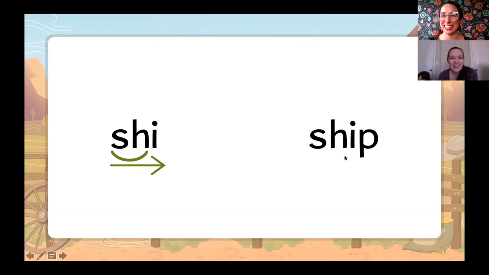All right, so we have the S-H-I slide. We're going to build on to make a word, and we are going to arc that S-H digraph next to that vowel. So what does the slide say, Eden? Ship. And the word is? Ship. I sail on a ship. Good. That is a great one. She sails on a ship. And pirates also like to sail in a ship.